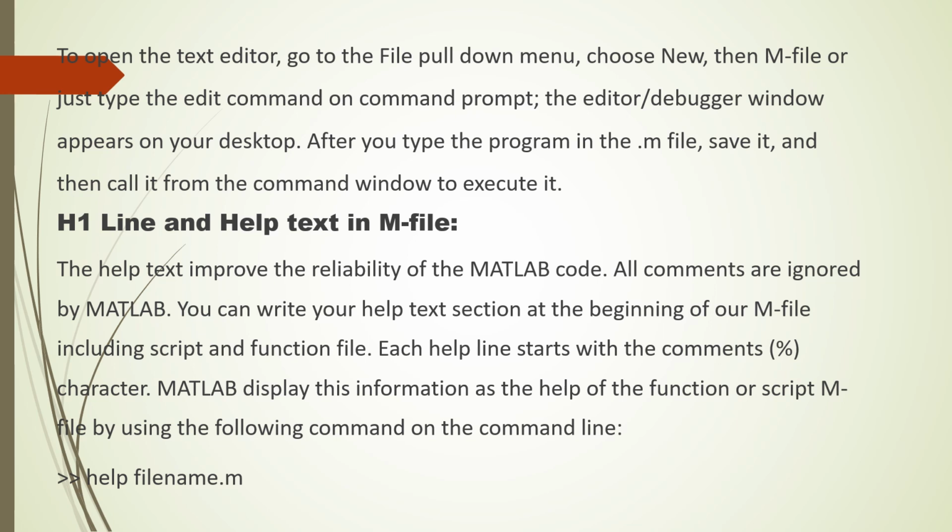The help text improves the reliability of MATLAB code. All the comments are ignored by MATLAB. You can write help text sections at the beginning of your M file, including script and function files. Each help line starts with the % character. MATLAB displays the information of a function or script M file by using the following command on the command line: help filename.m. This is the syntax of an M file.